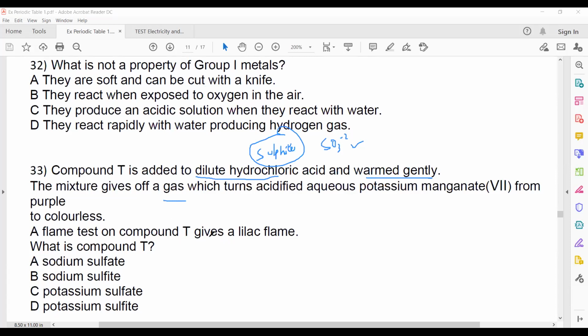And a flame test gives a lilac flame. It's for potassium. So we identify that it contains potassium and it contains sulfite. So this compound is potassium sulfite. So 33D is the right answer.